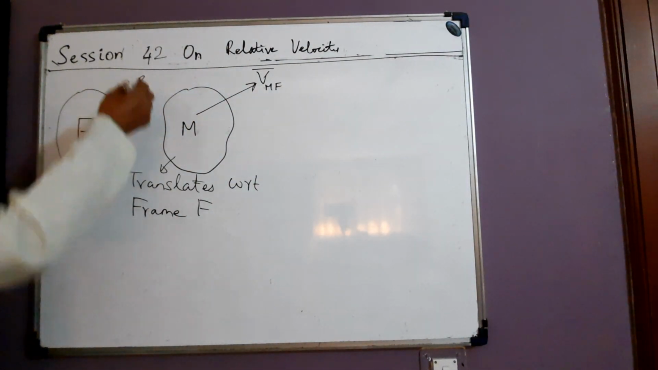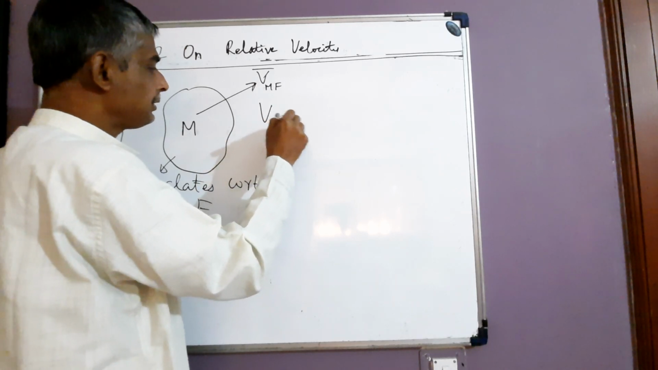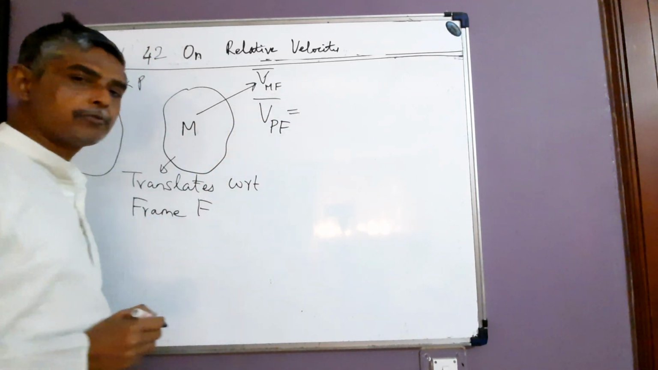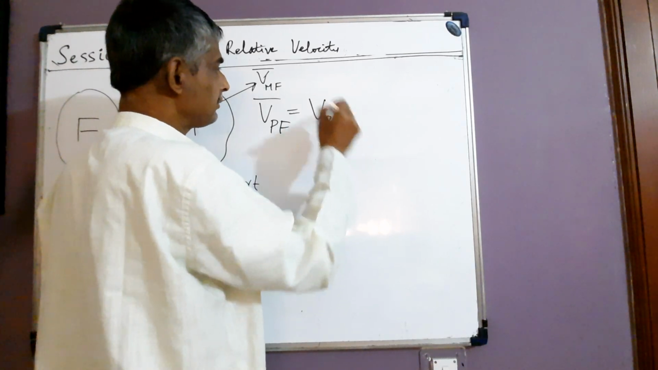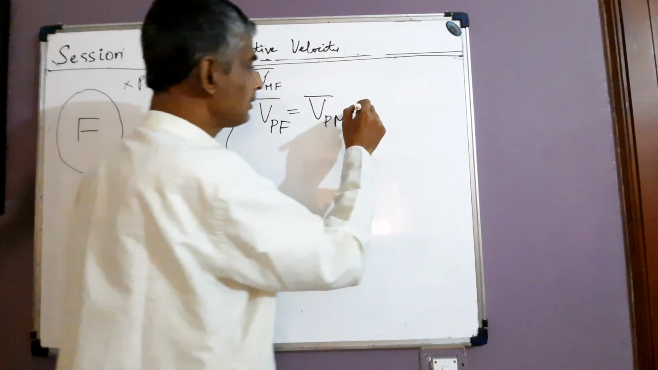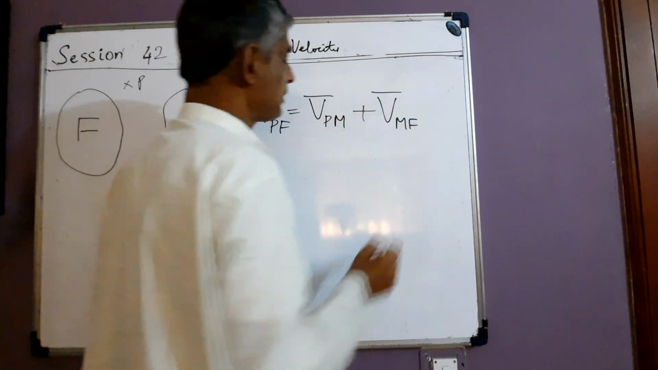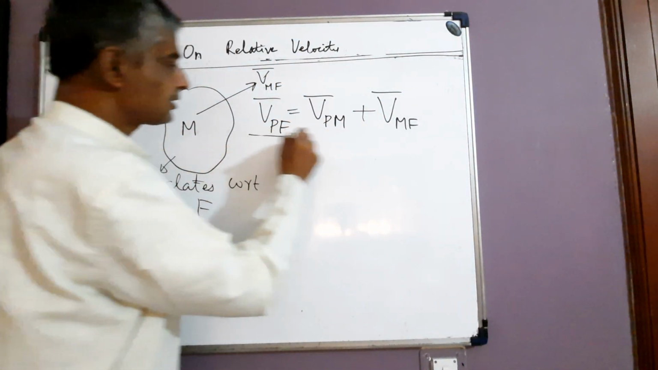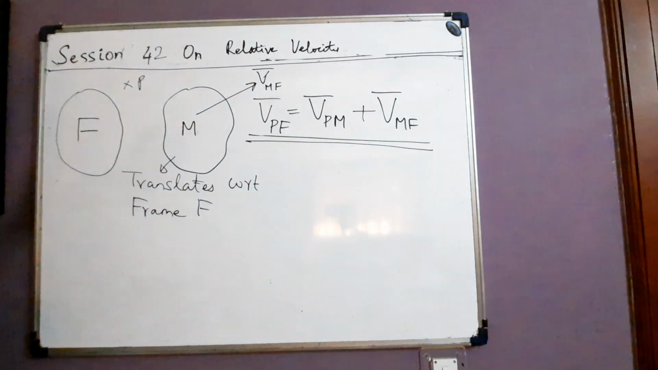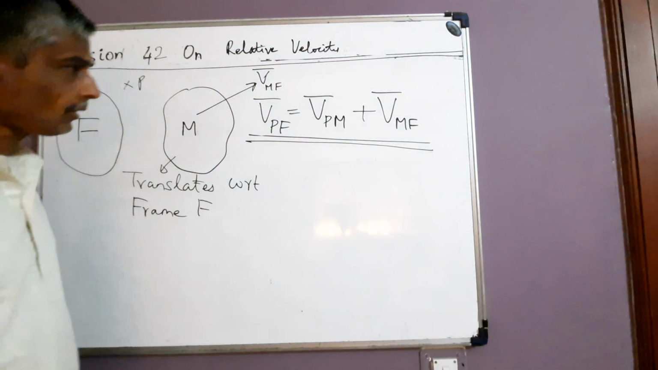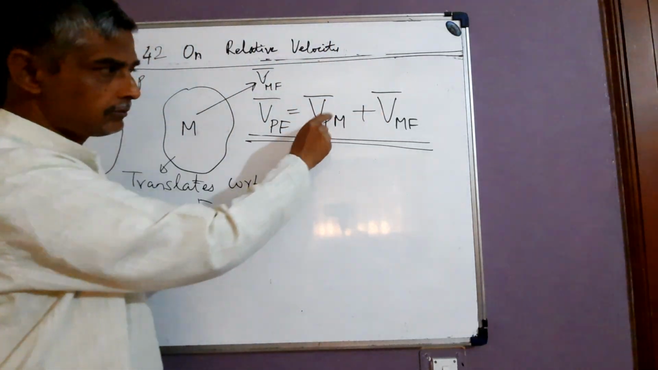So P is a moving point. VPF, the velocity of P with respect to frame F at time t, is equal to the velocity of P with respect to frame M at time t plus the velocity of frame M with respect to frame F at time t. This is the formula which will be used for mutually translating frames, and all the subsequent videos will be based on this formula.